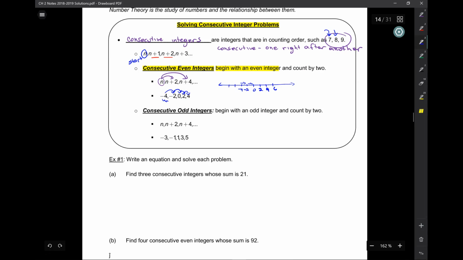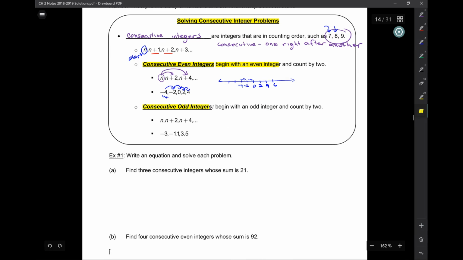Okay. Now, what if you had consecutive odd integers? Could somebody count up some odd integers for me? So if you only wanted it to be odd and you started at 1, how would it look? Yeah, 1, 3, 5. A little unconventional because we never really do that, right? We always seem to like the even numbers more. So 1, 3, 5, 7, 9, and so on.